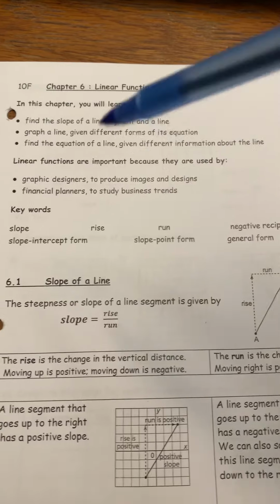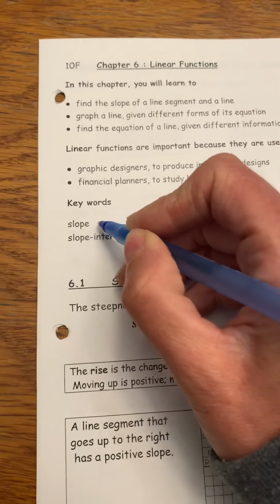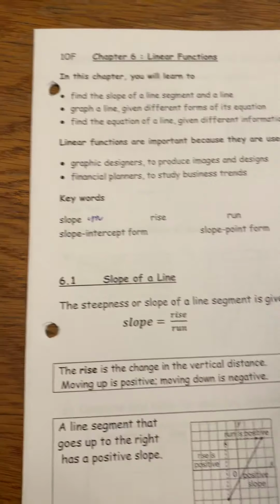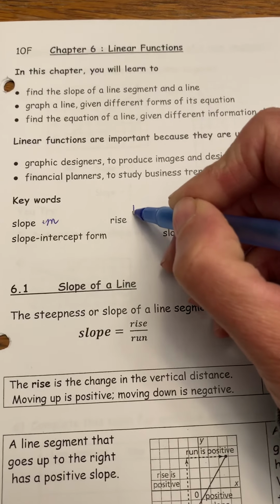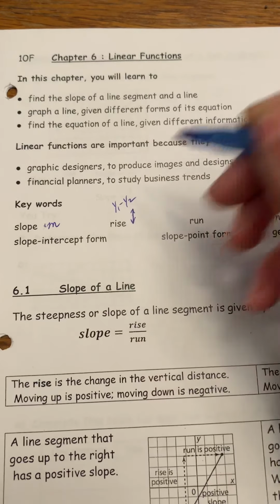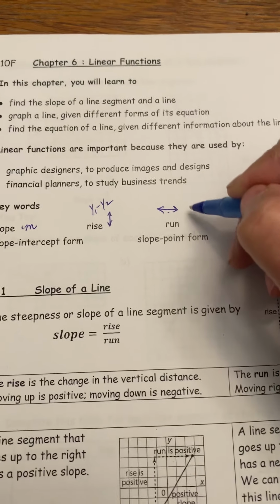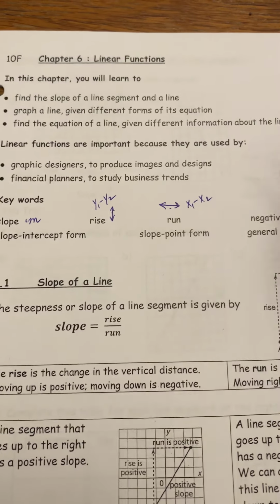Okay, keywords. We are going to have to understand what the word slope means, and slope is now going to be represented by the fancy letter M. Rise is the change in y, so it's y1 minus y2. Run is the change in x, or the horizontal change, which is x1 minus x2.